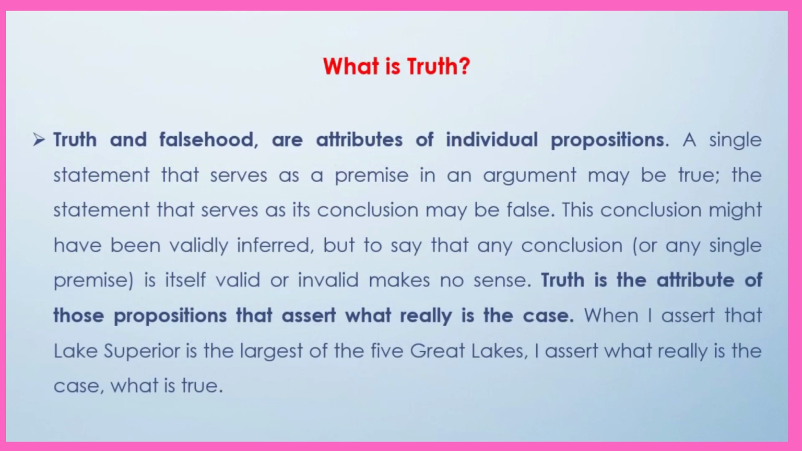So what then is truth? Truth and falsehood are attributes of individual propositions. A single statement that serves as a premise in an argument may be true. The statement that serves as its conclusion may be false. This conclusion may have been validly inferred in the structure of an argument, but that particular proposition may have been false. So, in itself, truth is an attribute of those propositions that assert what really is the case. When I assert that Lake Superior is the largest of the 5 Great Lakes, I assert that what really is the case is true.